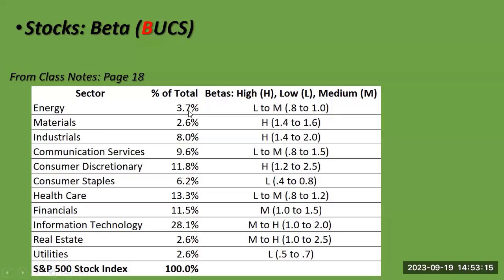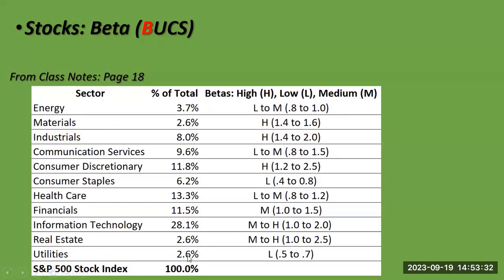Energy, look how small energy is now. I mean, that used to be the largest sector by far, huge, and it's pretty small. Materials has always been small. Industrial is much smaller today than it's been in the past, mainly because a lot of that has shipped overseas.